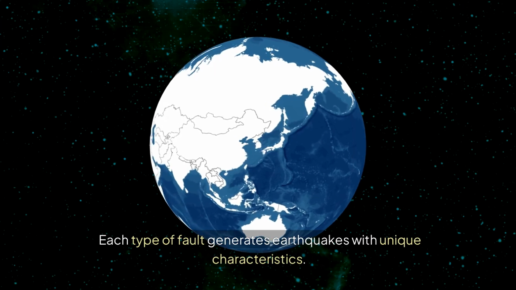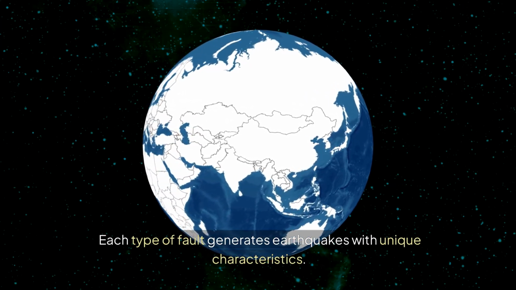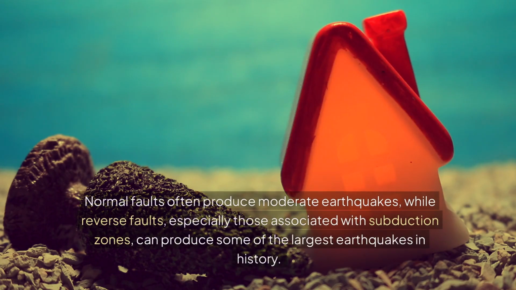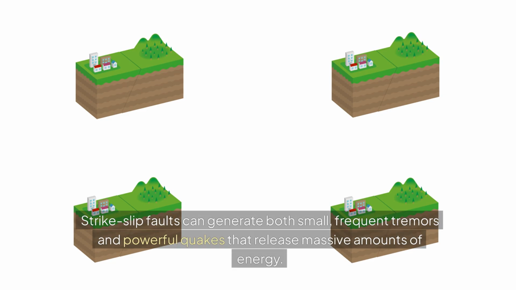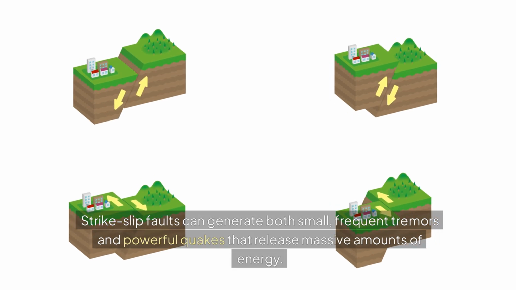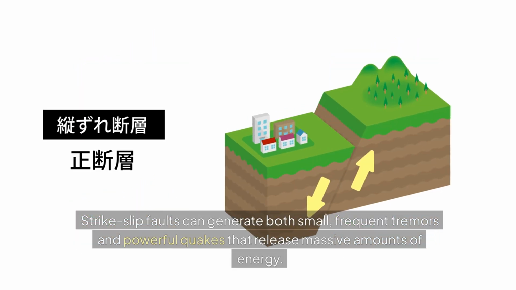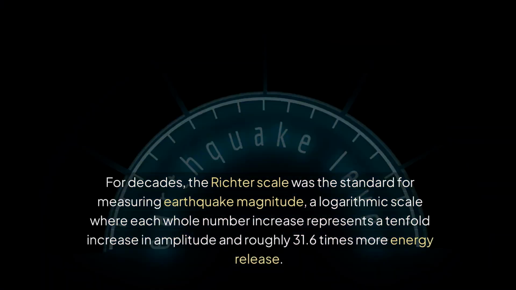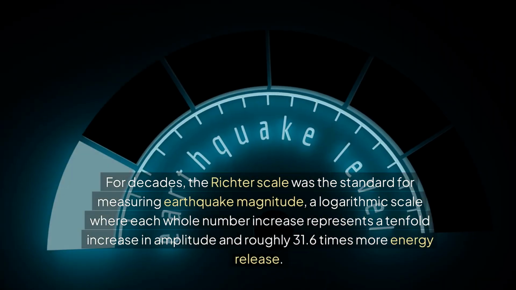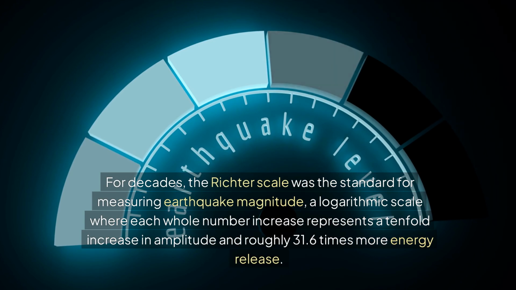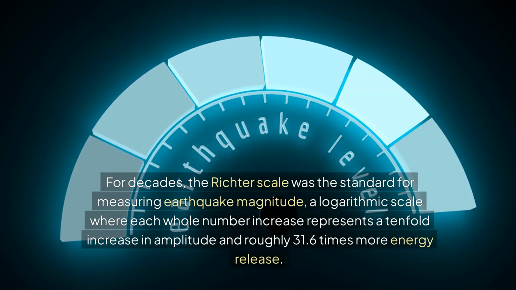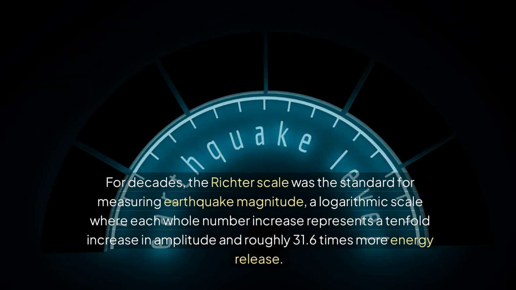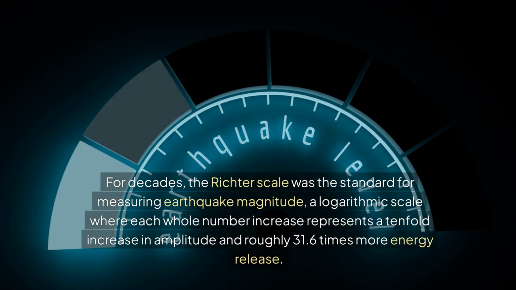Each type of fault generates earthquakes with unique characteristics. Normal faults often produce moderate earthquakes, while reverse faults, especially those associated with subduction zones, can produce some of the largest earthquakes in history. Strike-slip faults can generate both small, frequent tremors and powerful quakes that release massive amounts of energy. For decades, the Richter scale was the standard for measuring earthquake magnitude, a logarithmic scale where each whole number increase represents a tenfold increase in amplitude and roughly 31.6 times more energy release.